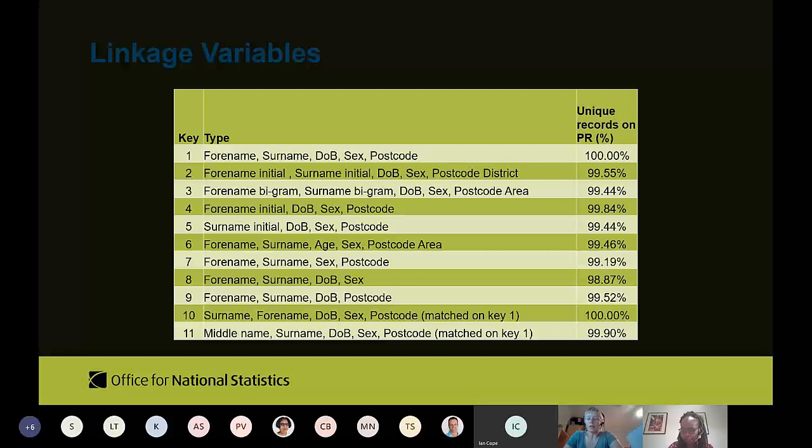And then we start to get down into match keys, which are even further relaxed. All the way through to number 10, where we then swap the forename and the surname round in case they have been swapped on one of the sources that we're trying to match, or we take a middle name and a surname and try and match that against the forename and surname where somebody may have used their forename on one source and their middle name on another.